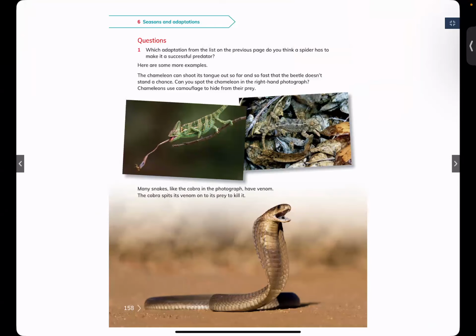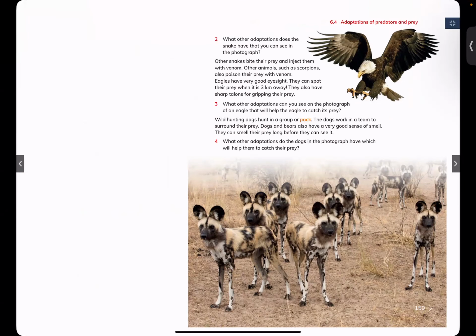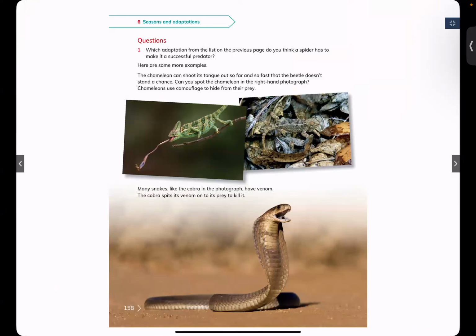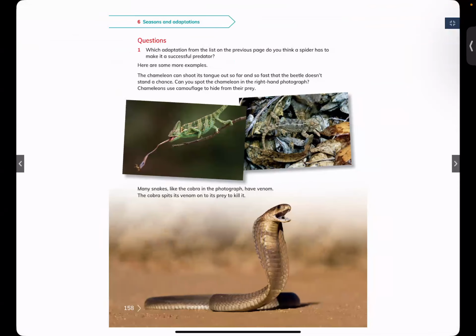And you can answer the questions accordingly. So here we are talking about two animals. We have snakes, and some snakes, especially cobra, spit the venom rather than just biting and killing their prey. It spits venom on the prey, and then attacks. It becomes very easy. So cobra spits its venom onto the prey to kill it.